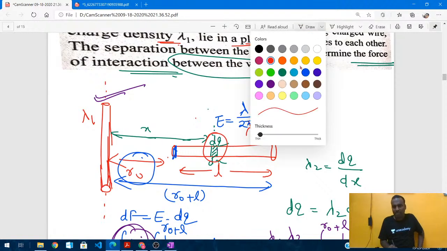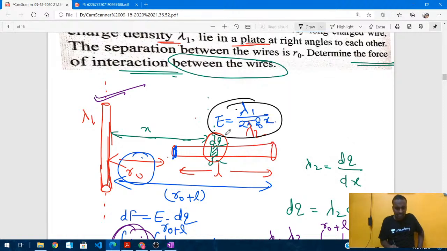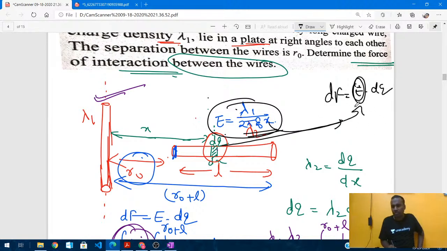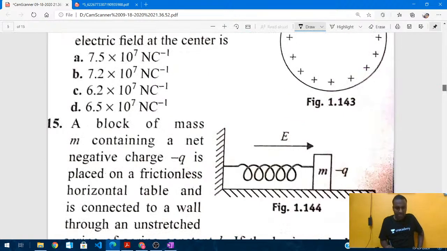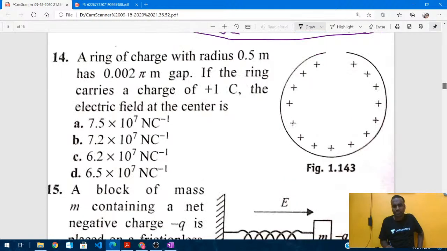For that small elementary part, the electric field intensity at this point is lambda 1 by 2 pi epsilon naught x. Then what will be the force? We can say, students, electric field into dq. The electric field is lambda 1 by 2 pi epsilon naught x. What about the charge, in terms of linear charge density? Lambda 2 times dx. So I have substituted that and then done the integration. So, next question, students.